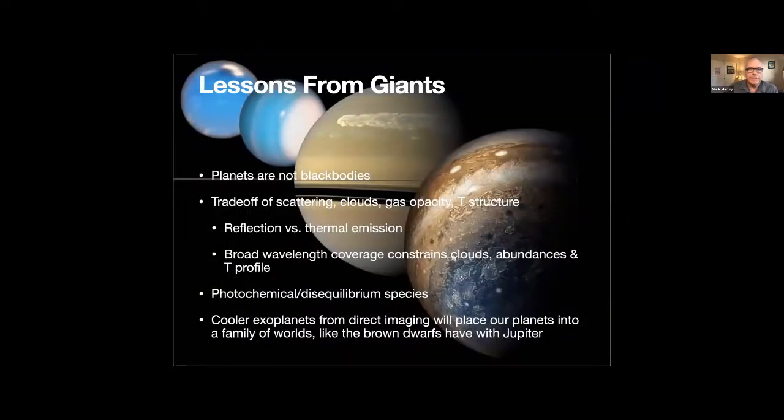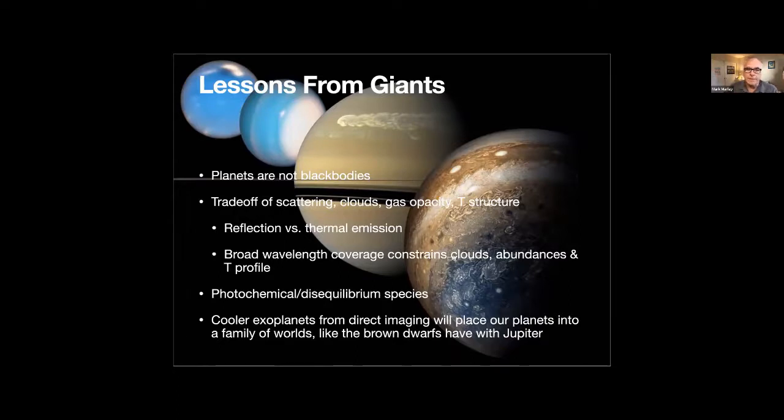So, the lessons from the giants for the first half of the talk here: again, planets are not black bodies, and all of the richness comes from the molecular opacity varying so much with wavelength that it allows you to look to different depths at different wavelengths. What we do see is consistently a trade-off of scattering, Rayleigh scattering, particle scattering, gas opacity, and the temperature structure.